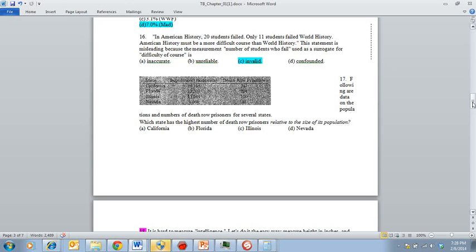Question 17. Here we have data on state population and death row prisoners. All right?